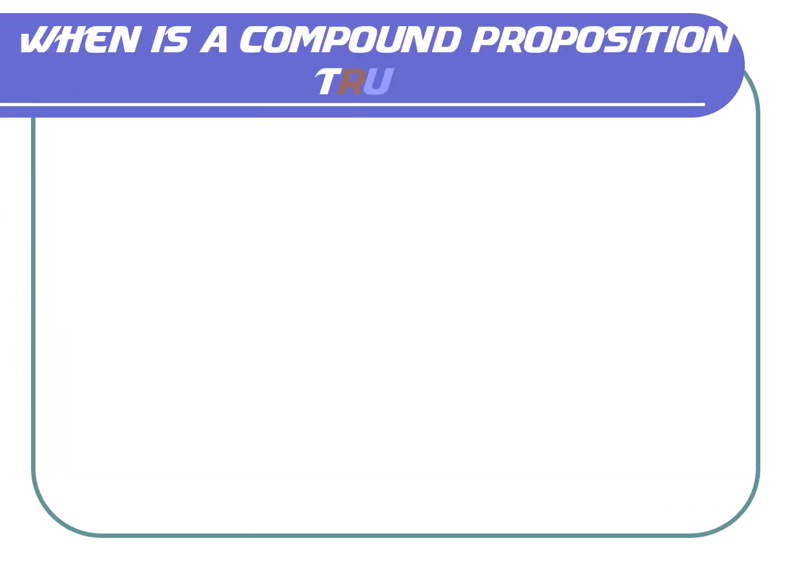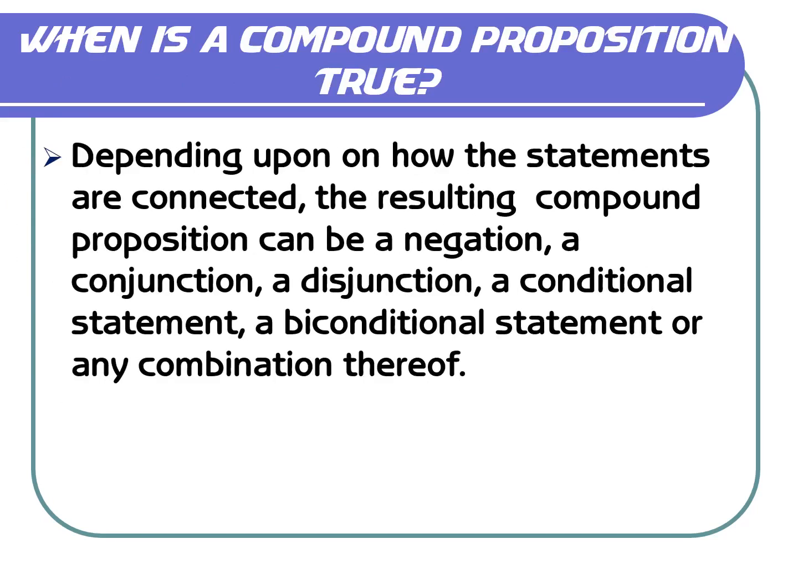Now, when can we say that a compound statement or proposition is true? Depending on how the statements are connected, the resulting compound proposition can be a negation, a conjunction, a disjunction, a conditional statement, or any combination thereof.